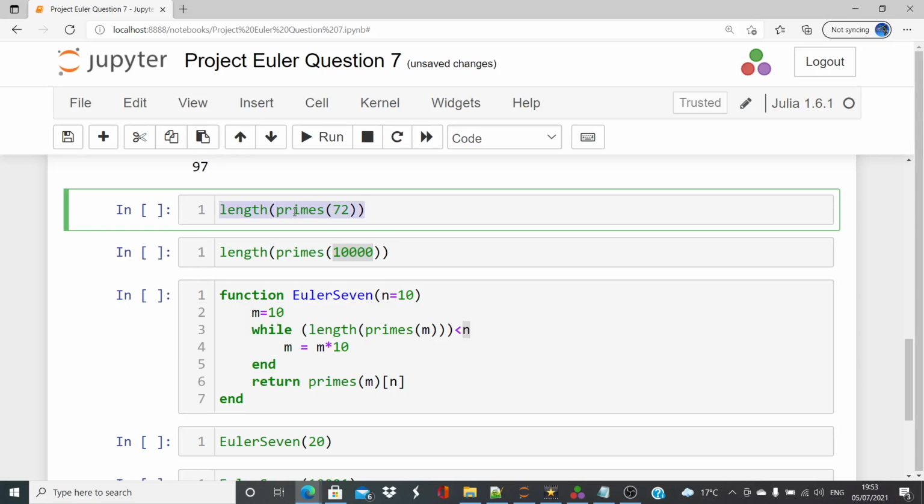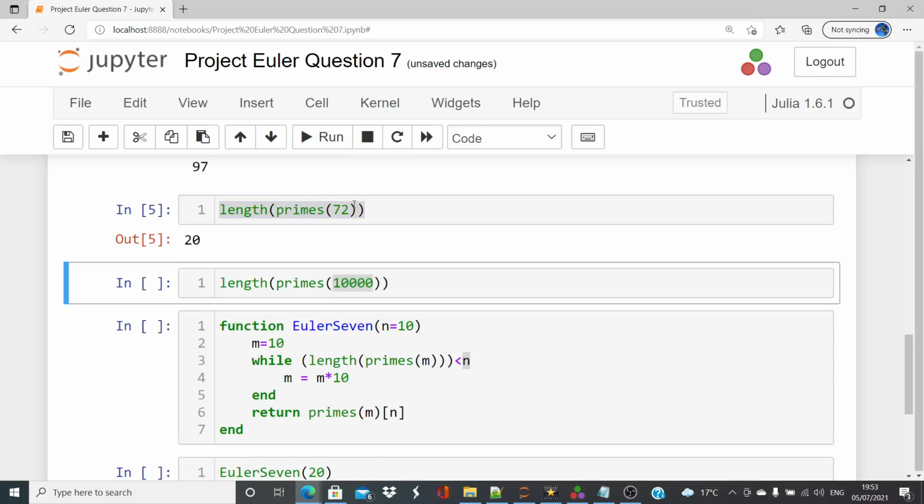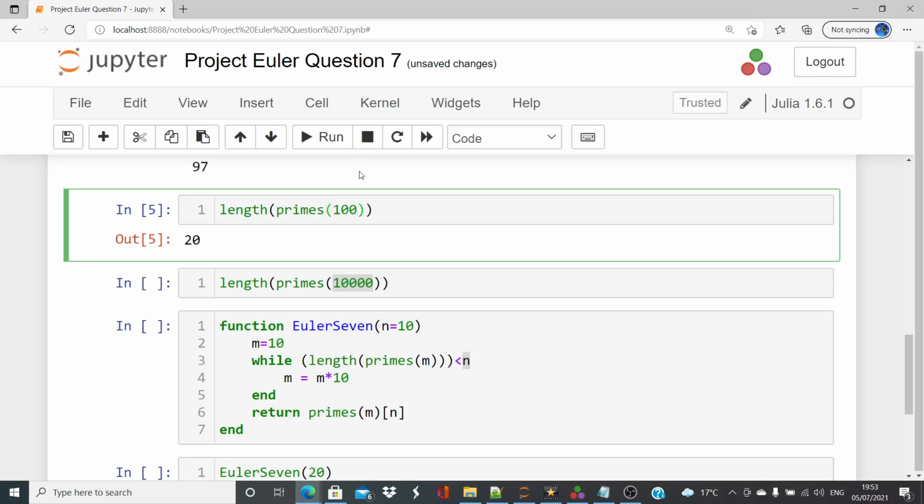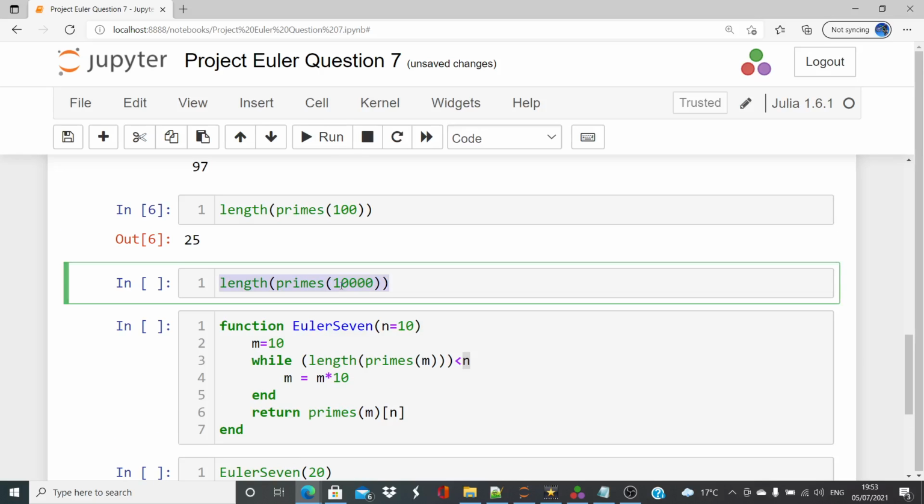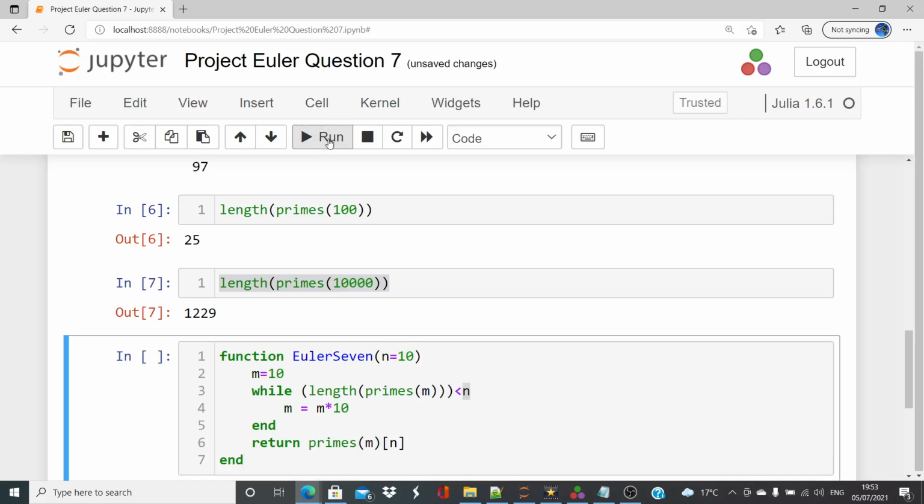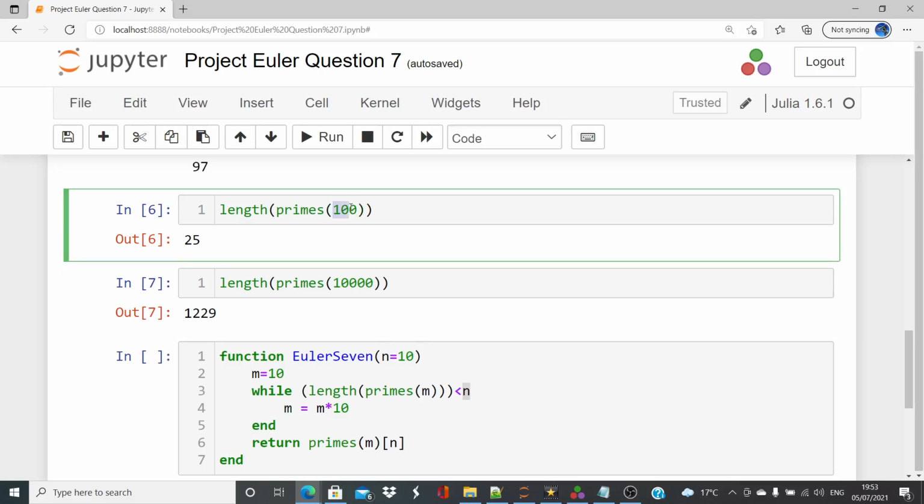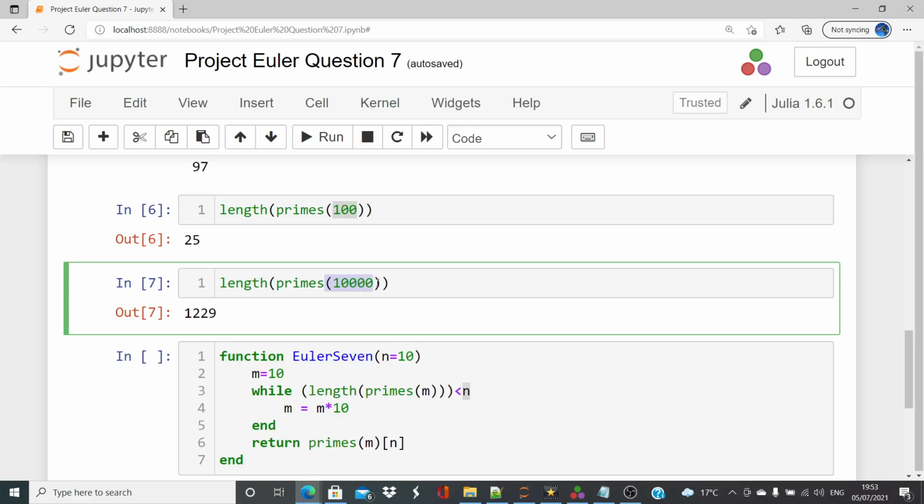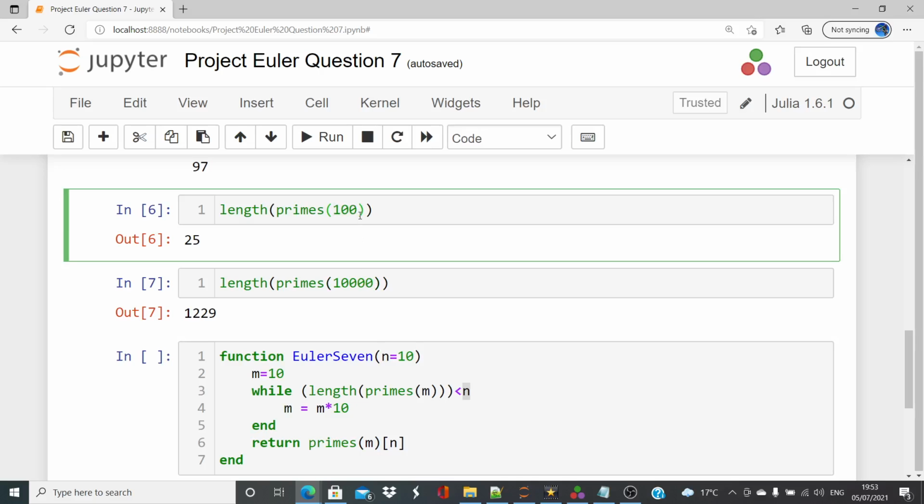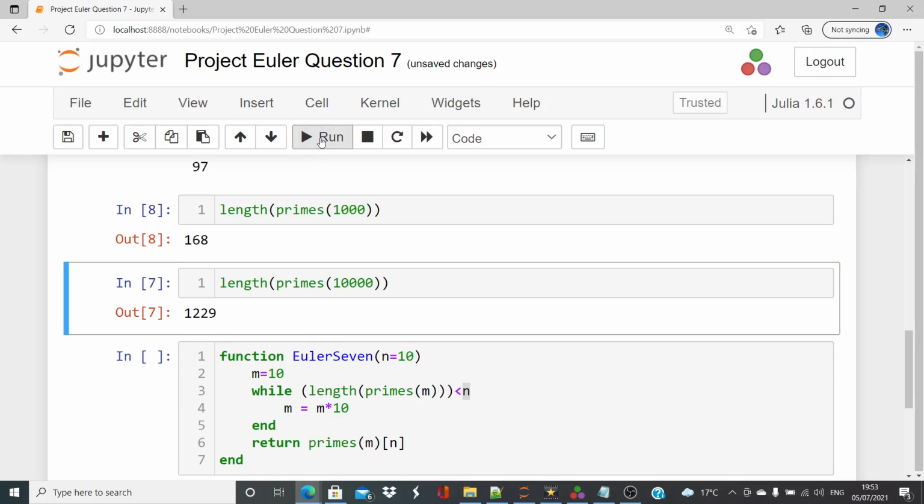So just looking at the length of primes 20, it is 8. Length of primes 100 is 25. Length of primes 10,000. Okay, so 10,000 is a big enough number, but that only yields 1,229 primes if we use that as the input to this function. So we're going to have to guess this number. You see the way I've gone from 100 to 10,000 here. Well, I could go up in steps of 10. Let's put in an intermediate step there, 1,000, 168.